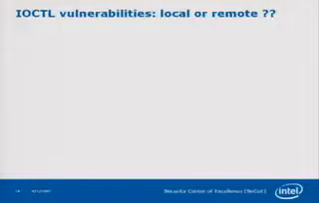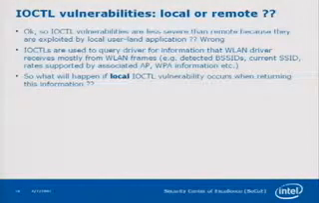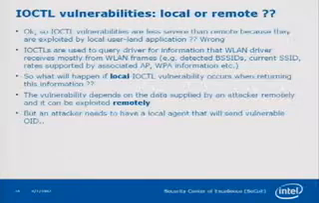Local or remote? IO control vulnerabilities are believed to be less severe than remote ones because they are exploited by local user land exploit code. This is wrong, because IO controls are used to query the driver for information that the WLAN driver receives mostly from frames, from the outside. For example, detected BSSIDs, current SSID, rates supported by the associated access point, WPA information, and so on. So what will happen if the local IO control vulnerability occurs when returning this particular information? The vulnerability depends on data supplied by the attacker remotely, and it can be exploited remotely.